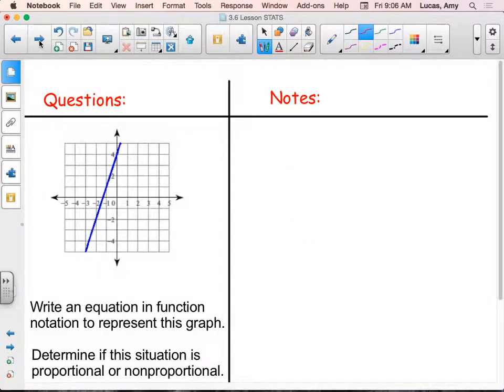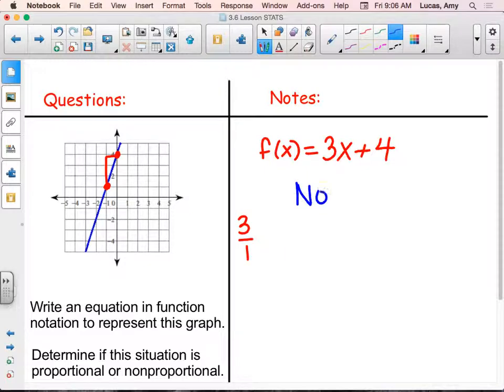Next one. This looks like a good point. And this one. Okay, so f of x equals my slope. I'm going up 3 over 1. 3 divided by 1 is 3. So I can just write my slope as 3. It doesn't have to be a fraction if it can be reduced to a whole number. And then plus my intercept is 4. So no, this one is not proportional. It doesn't go through the origin.